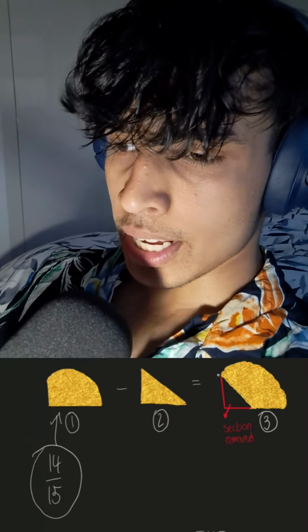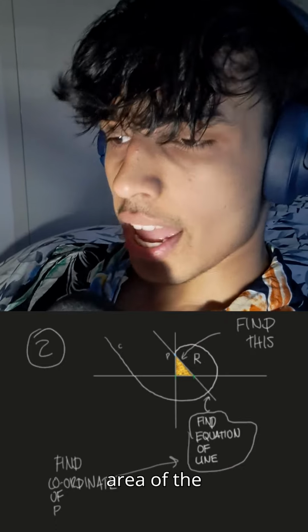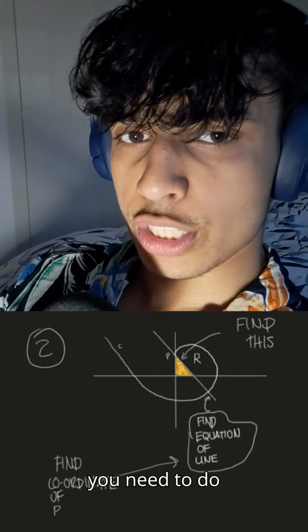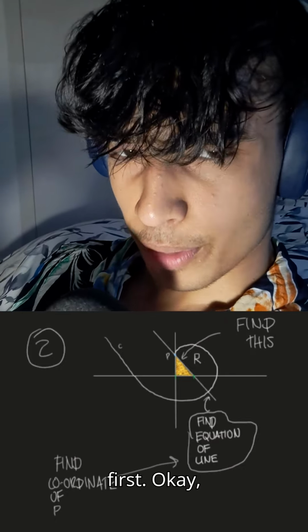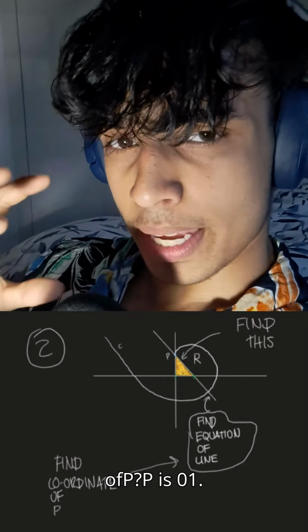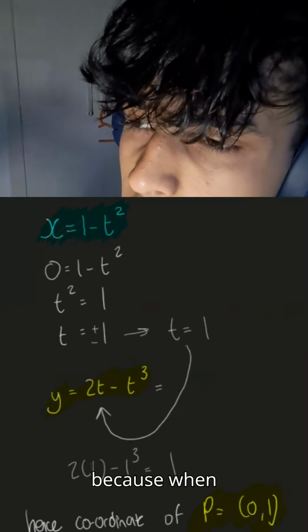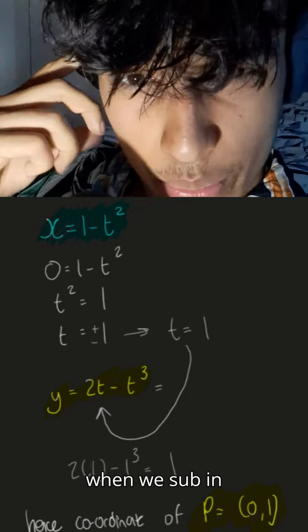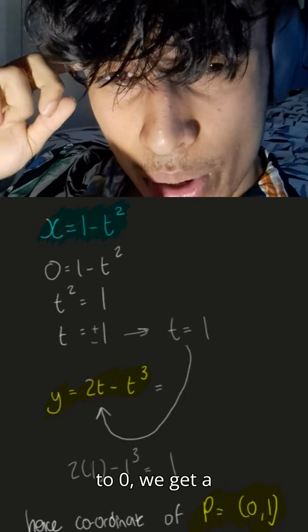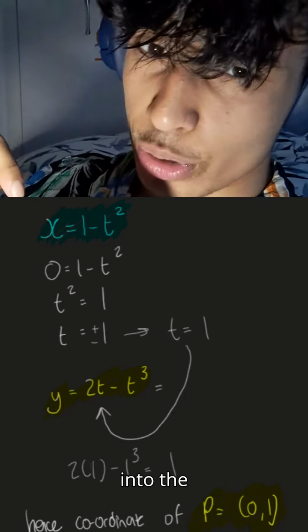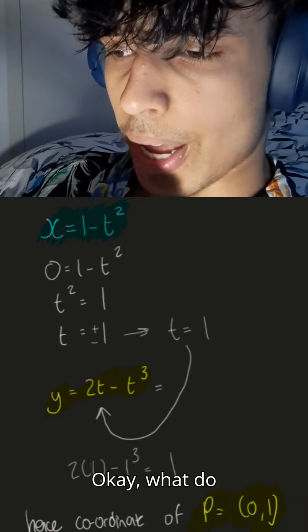Once we've done this, we need to find the area of the triangle. The area of the triangle is simple. All you need to do is work out the equation of this line first, okay? We need to find the value of p. P is (0, 1), okay? We know p is (0, 1) because when we sub x equal to 0 in, we get a t value, and then when we sub that t value into the equation for y, we get 1. Okay, what do we do now?